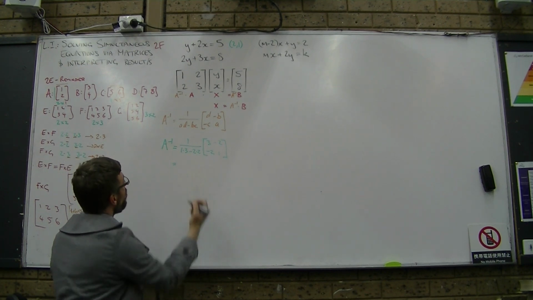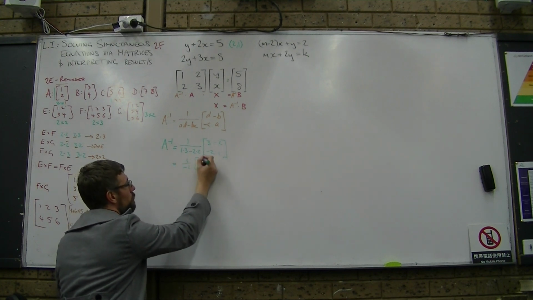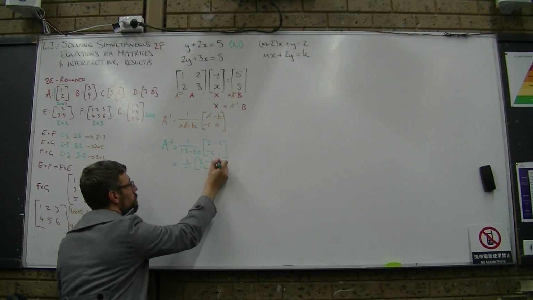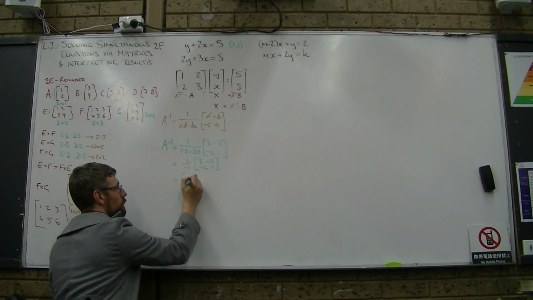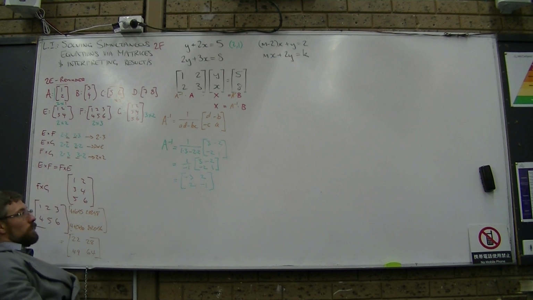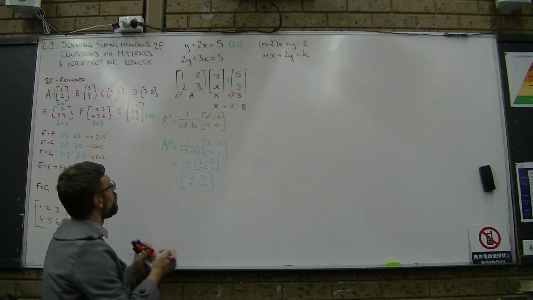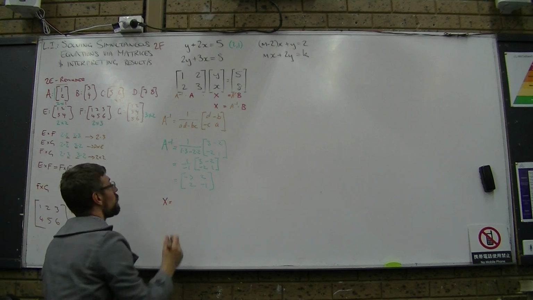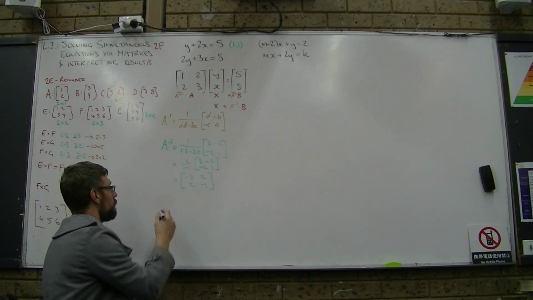What do we get? The determinant is -1. So 1 over -1, isn't that just the same as -1? Yeah. So we end up with a matrix of -3, 2, 2, -1. Happy days? Yeah, cool. We've got to use that. So we've got X, actually in blue, because that's not the general case anymore. That's specific to this.